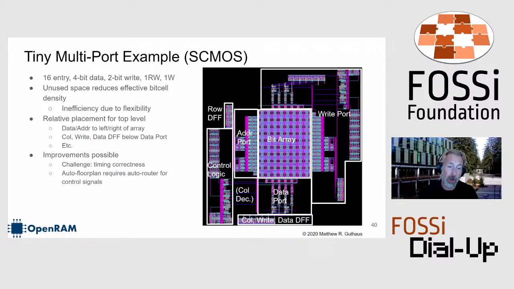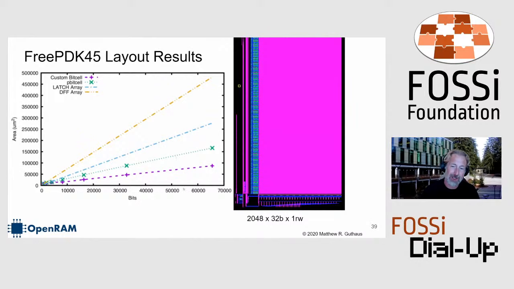Now, if we go back and look at this, this is an example of the overhead of these parts with a big array. You can see it's not as significant when you get bigger memory arrays.